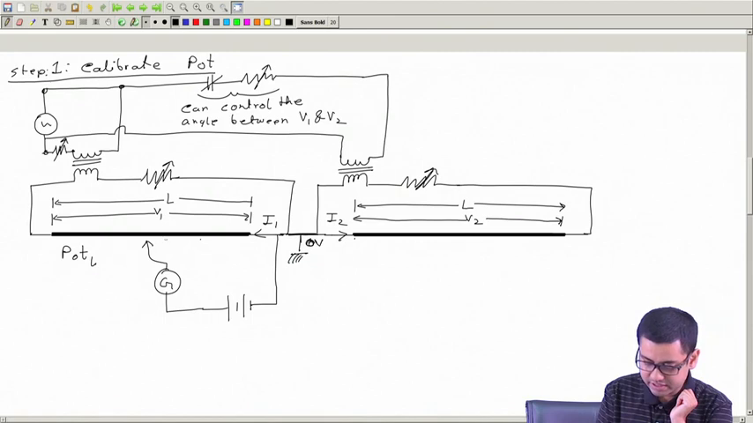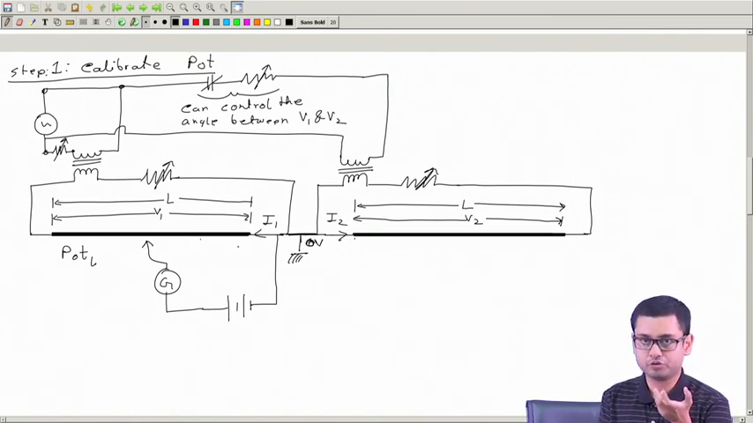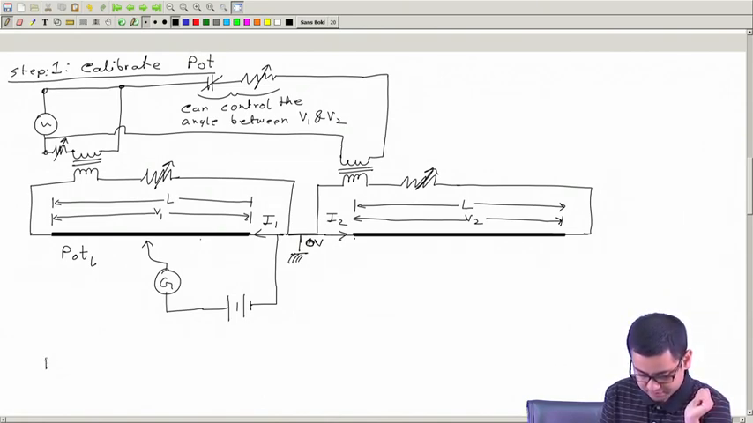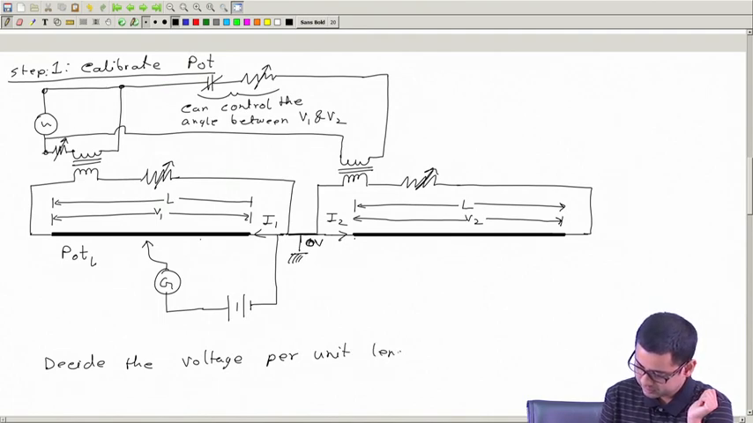So first decide the suitable length where you want to get the null. That is decided by the choice of voltage per unit length, which in turn depends on the magnitude of the unknown voltage. You should have an idea of the magnitude of the unknown voltage. So decide the voltage per unit length accordingly.